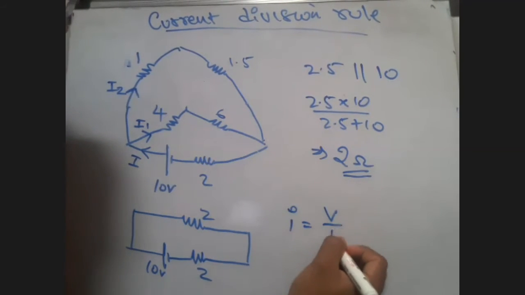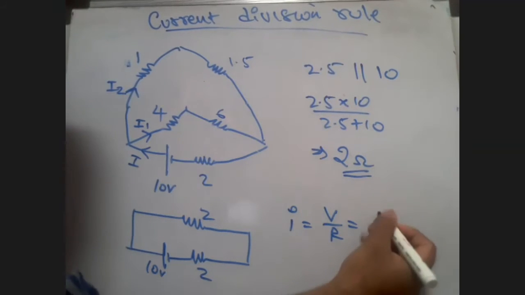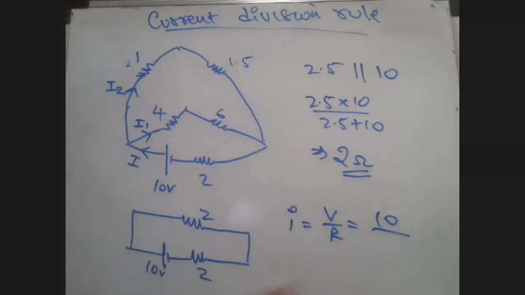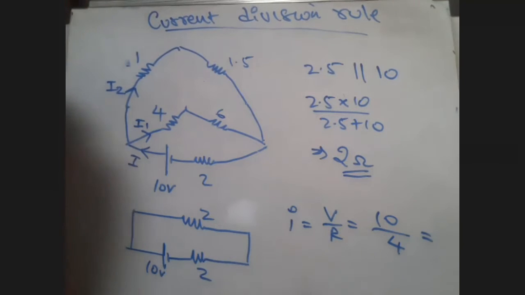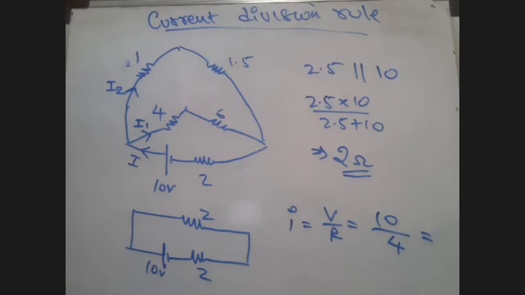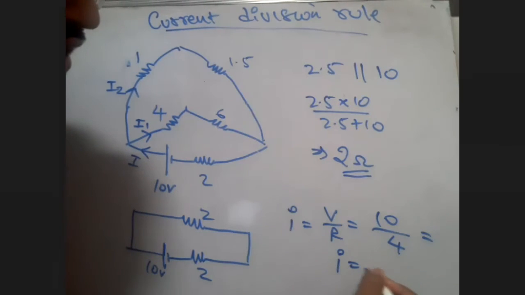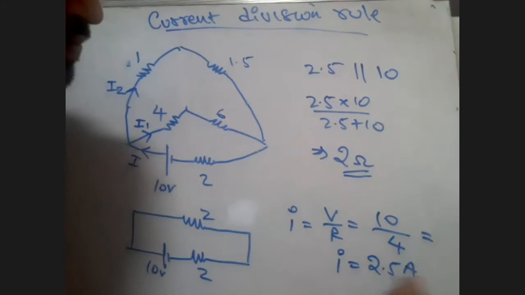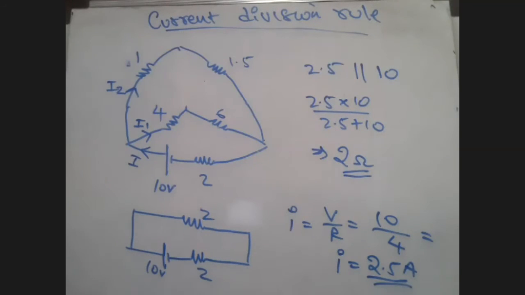I will be V upon R. V is what? 10 volts. R is what? 4, 2 plus 2, 4. And that is going to give me how much? Tell me, the total current is going to be 5 by 2, or 2.5 amperes. Can I say my total current I is 2.5 amperes? Yes or no? All agree with me?